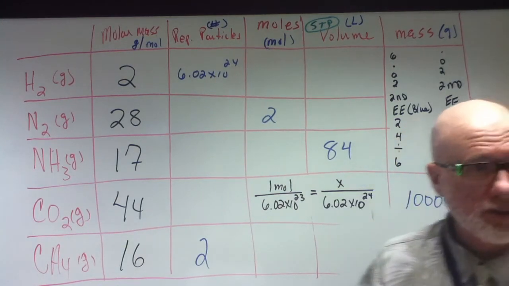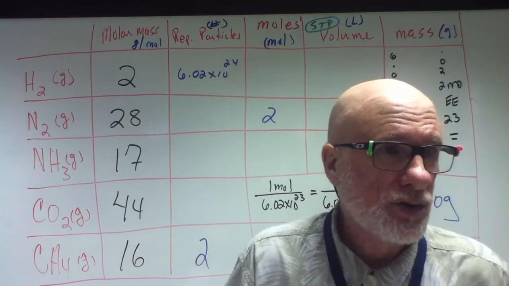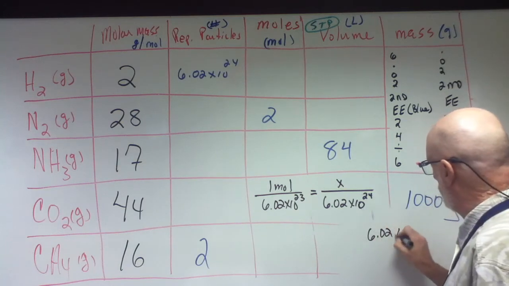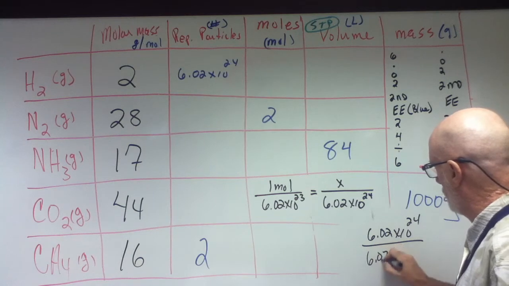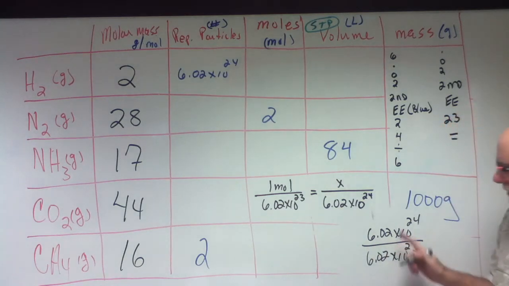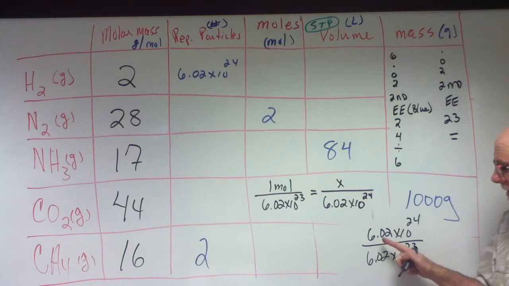You should be able to, at your age and your mathematical abilities, look at it like this: 6.02 times 10 to the 24 divided by 6.02 times 10 to the 23. You should be able to take it apart. Remember, they're factors. You can do that. Terms you can't, but factors you can.